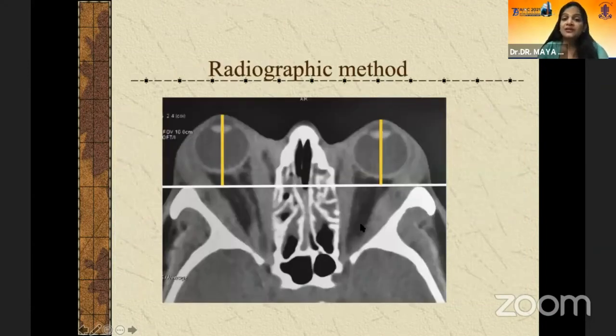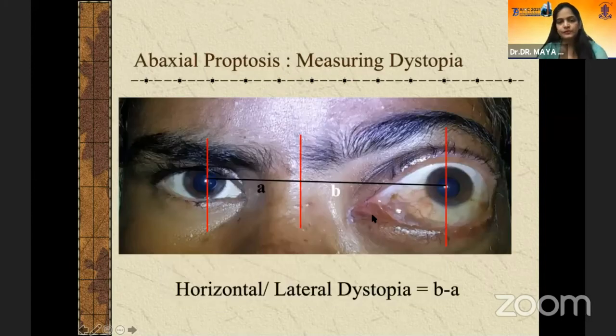Now, another method is a radiographic method, where you draw an imaginary line onto the interzygomatic plane. Interzygomatic line is drawn in the mid-axial CT scan, and you draw two perpendiculars from the apex of the cornea falling onto this line and measure the proptosis. Whenever there is a case of abaxial proptosis, always measure dystopia by the two-ruler method. And here you measure the distance from the center of the nose to the center of the pupil.